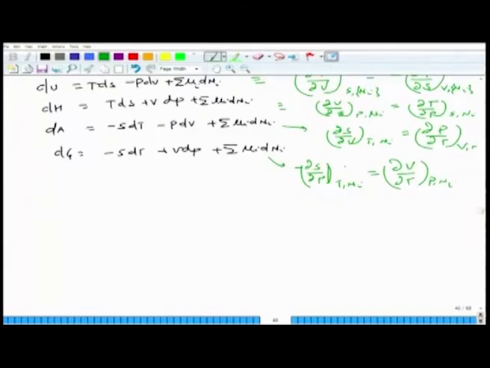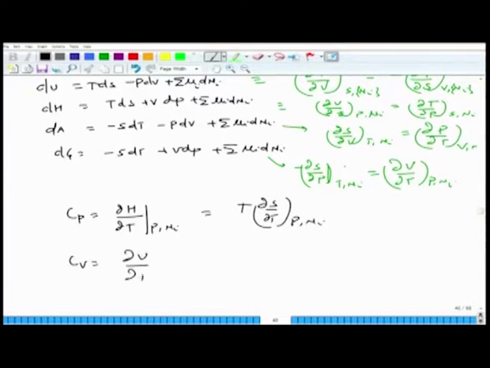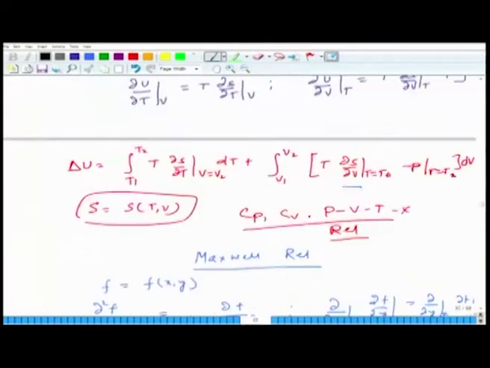In addition, we are also going to write down the other variables which we will often use, that is the definition of Cp, and Cv. Now let's go back to the expression of del U. So what did we need?